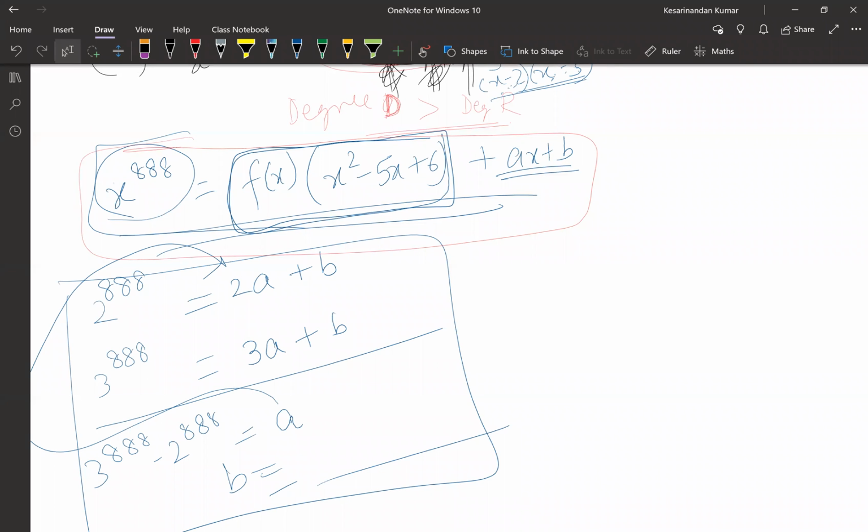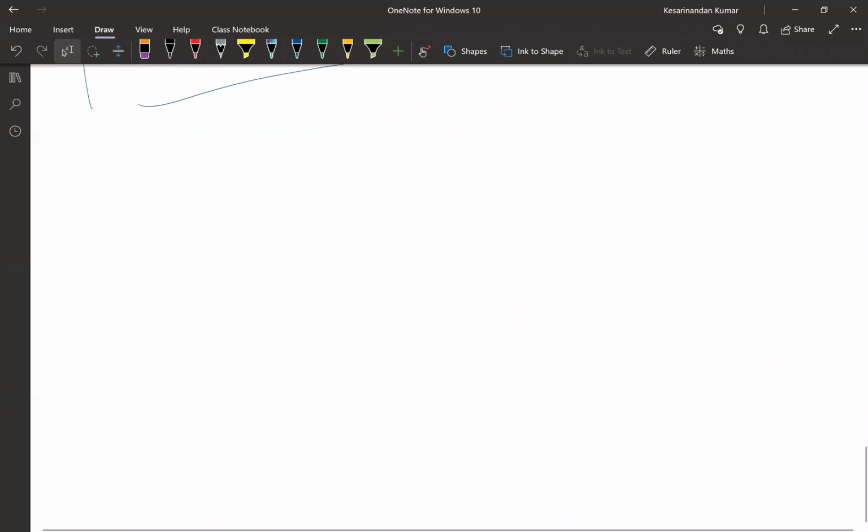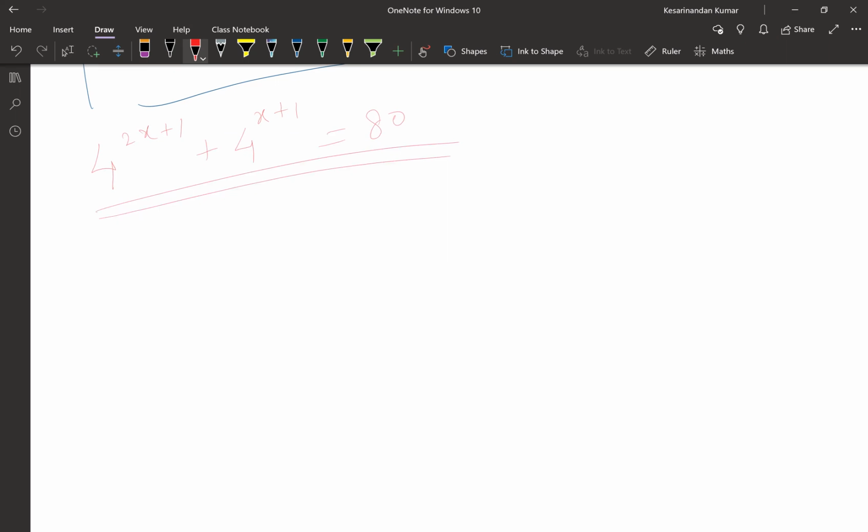We'll take one final question for the day, that is how you can be asked quadratic equations in some different way as well. This is slightly a standard question, but still. Let's say you are given the question 4 raised to 2x plus 1 plus 4 raised to x plus 1 is equal to 80. Now this is not your normal quadratic equation. This will be converted into a quadratic equation. And you guys need to tell me the value of x.